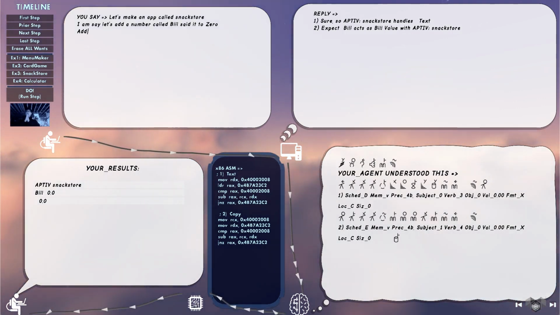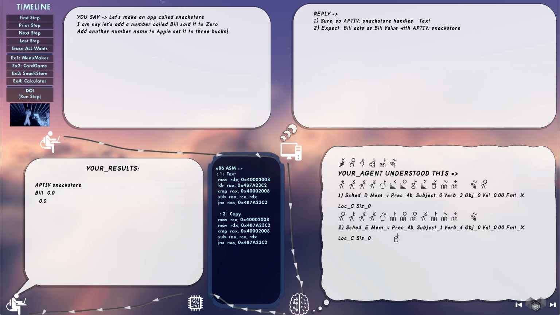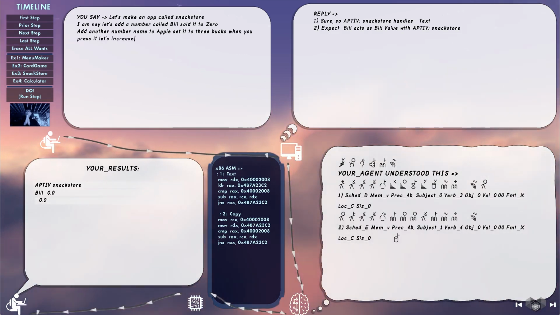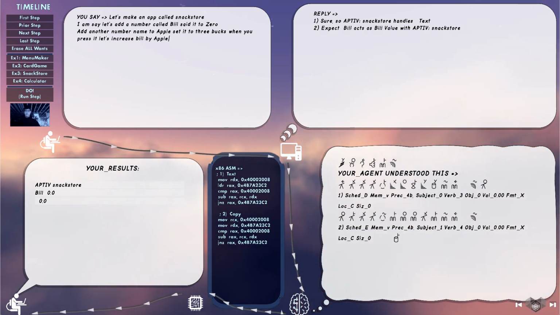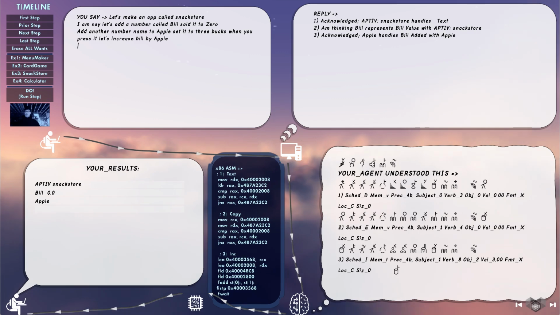Add another number named Apple. Set it to, what do you say, $3. When you press it, let's increase bill by Apple. So let's just test that down here.